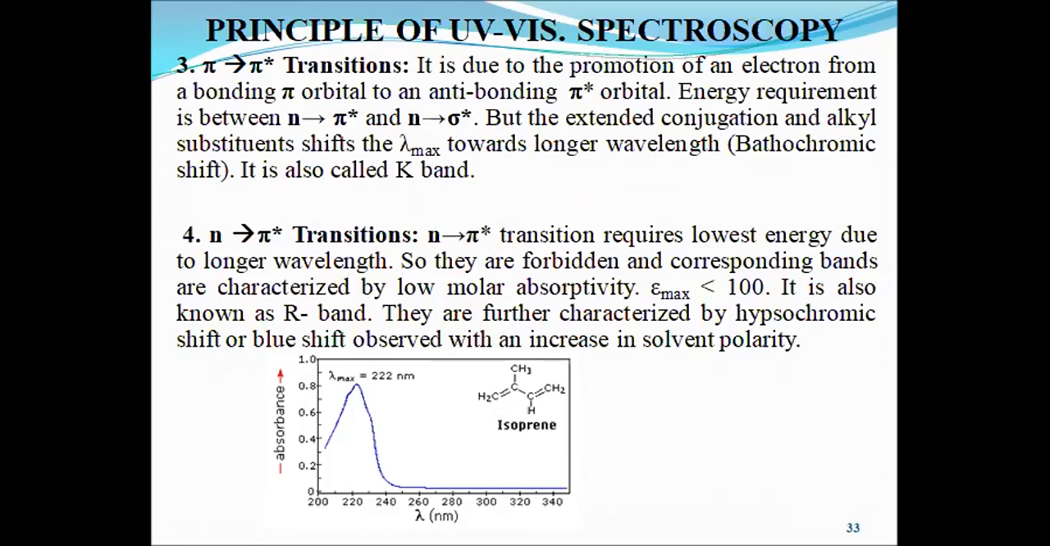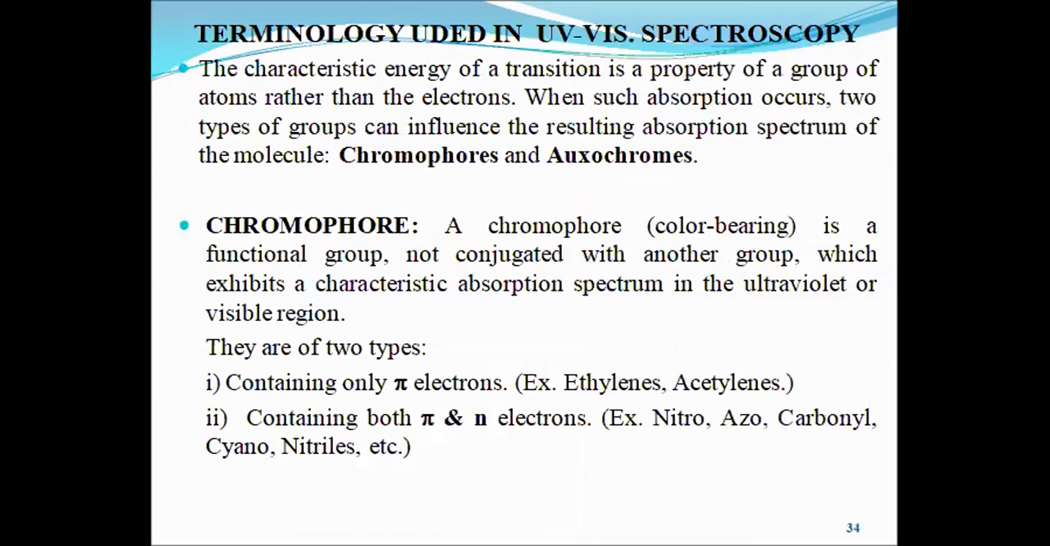So now, after studying all four transitions in detail, it is very clear that the energy requirement is much higher for sigma to sigma star, and it is least for non-bonding to pi star. Now let us see some terminologies which are most commonly used in ultraviolet visible spectroscopy.